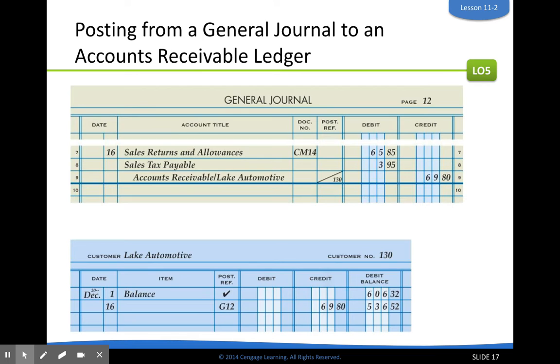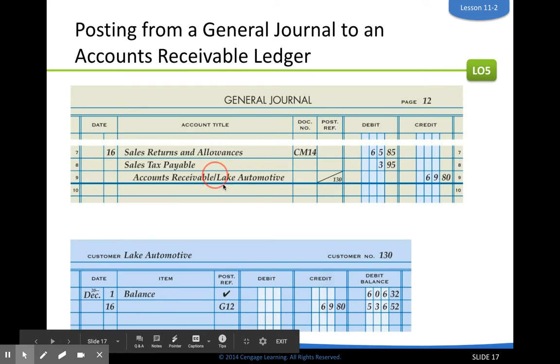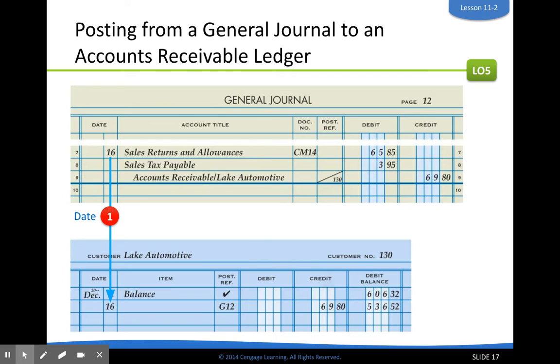When we post this, the main difference is that anytime we have a diagonal line, accounts receivable / Lake Automotive, we have our slash here, we want to make sure that we record this in both spots. So record it in the accounts receivable controlling account as well as in Lake Automotive's account. That is the difference when we post this, just like when we did this yesterday in 11-1. In 11-2, we also have that diagonal line that we need to post to 2 accounts on the same row.